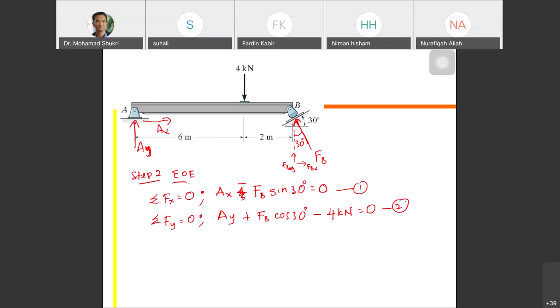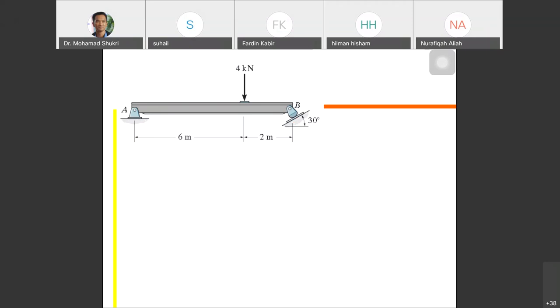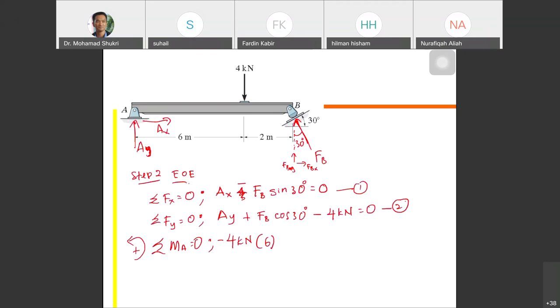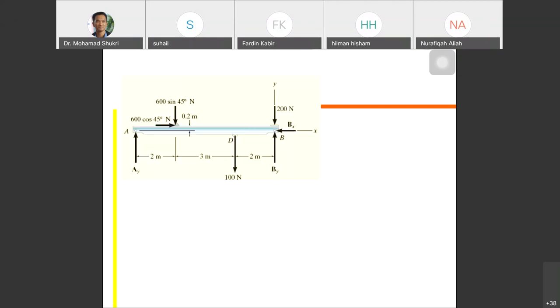You take moment at the point where there are more forces. At this one, you have point A. Point A, you have two forces. So take moment at point A. So you have 4 kilonewton times 6. Is it clockwise or counterclockwise? Assume counterclockwise is positive. When we pin here, we hold point A. So these forces will make this beam go this way. So it's clockwise. So clockwise is negative, all right?